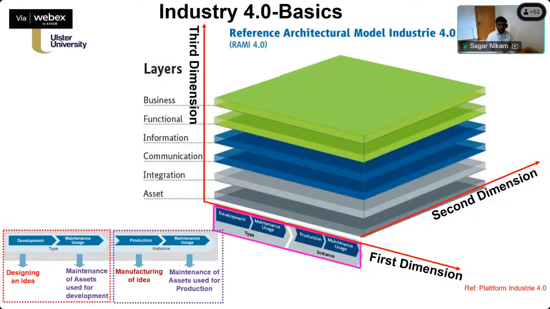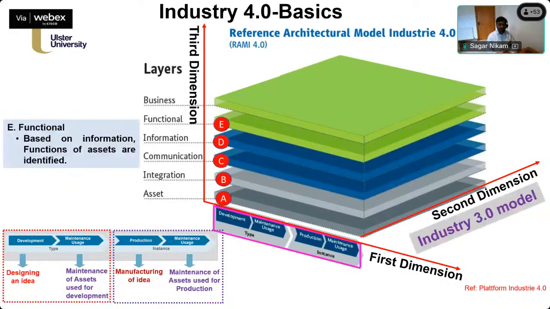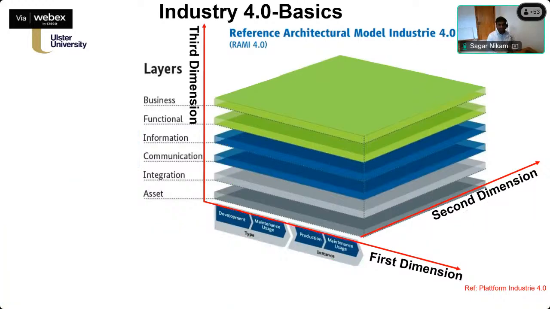Then layer E is the functional layer. Based on the information, the functions of assets are identified. It is again a loop. Once you identify useful information and make some informed decision, for example optimizing, you go back to the assets and make them work according to the information you have gotten. So that's layer E, the functional layer.